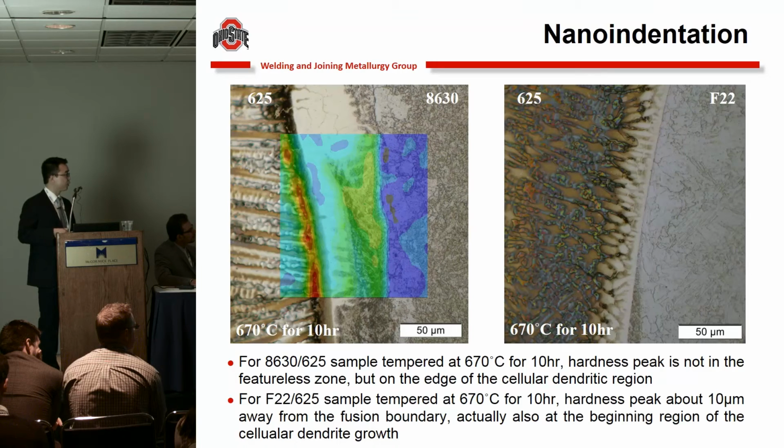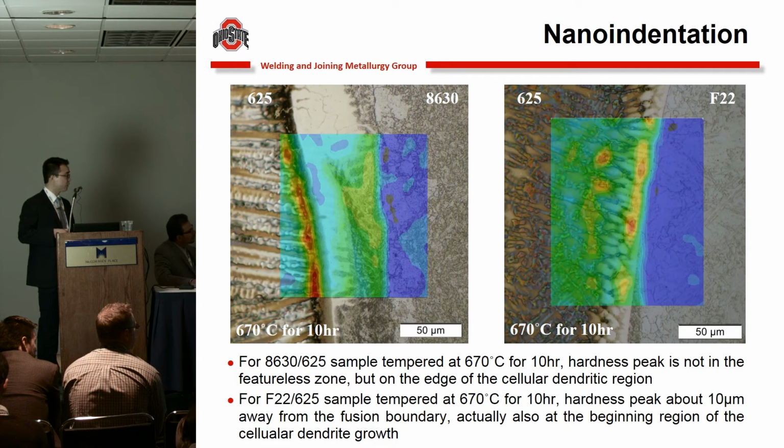For this F22-625, the planar growth zone is very narrow, so maybe it's hard to tell the exact region of the hardness peak. But I still believe the hardness peak should be at the edge of the planar growth zone and at the initiation location of this cellular dendritic region. I think this is a very new result.